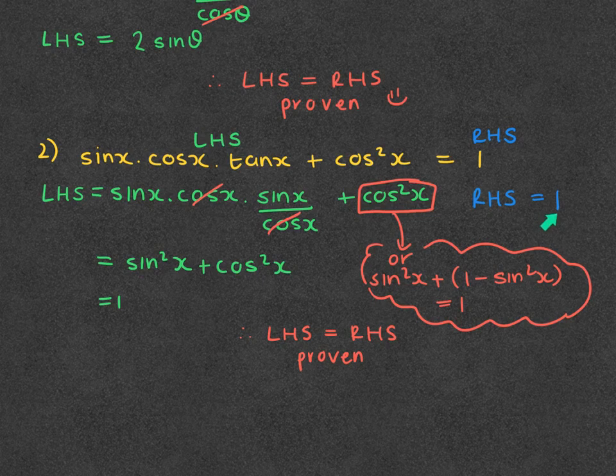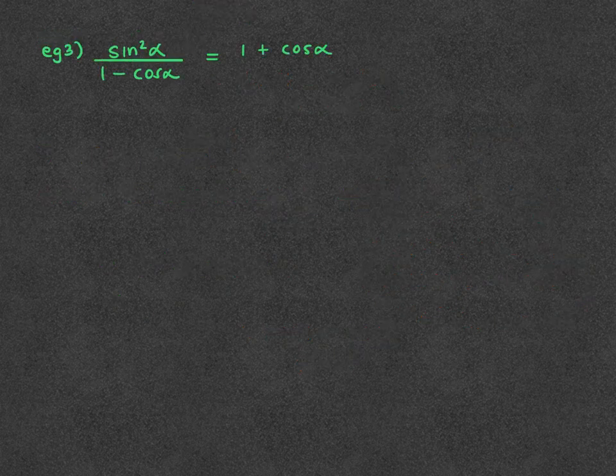You could have also made the right-hand side be sine squared x plus cos squared x. And at this stage, you've proven that the left-hand side equals the right-hand side. Okay, so grade 11s, identities are really great because often there's more than one approach that we can take to answer the question. All you have to do is make sure that the left-hand side looks like the right-hand side, and then we are smiling. Let's have a look at our example 3.